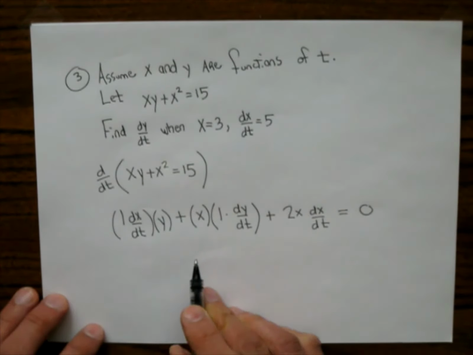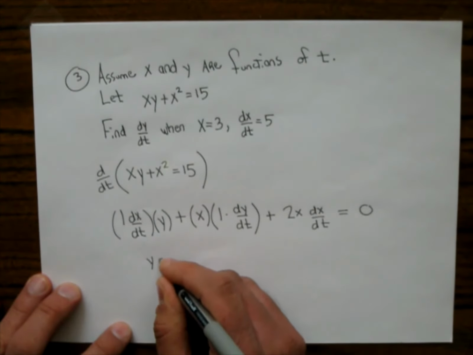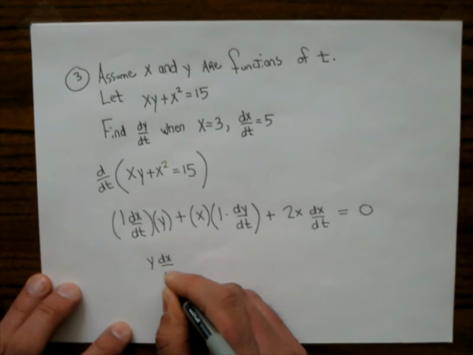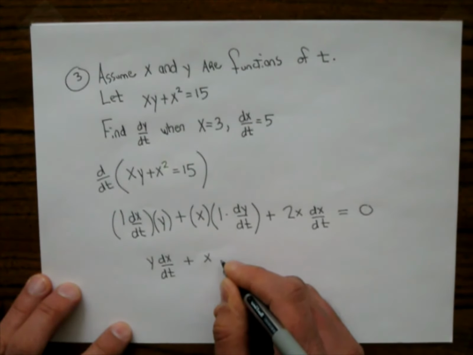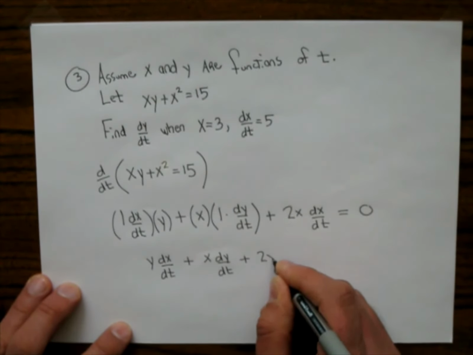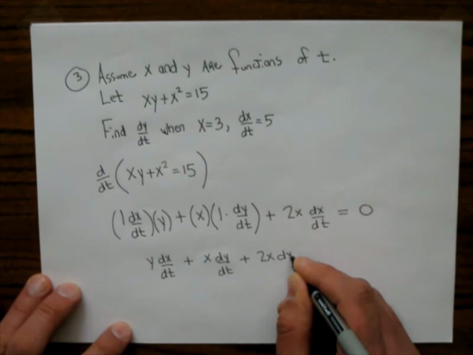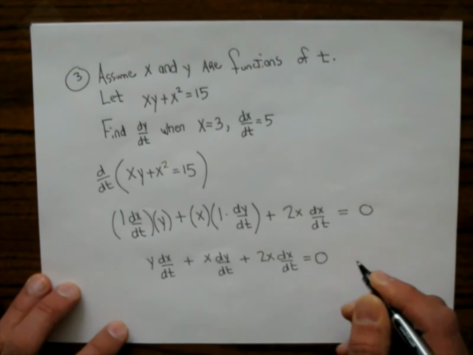Okay, let's write this out nicely. y dx dt plus x dy dt plus 2x dx dt equals 0.